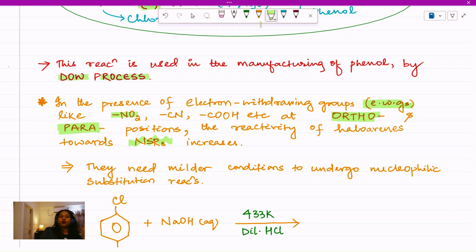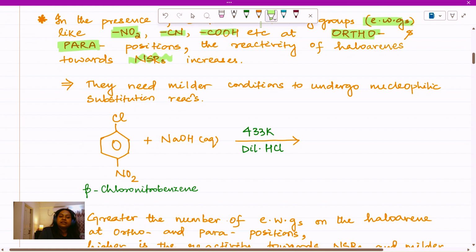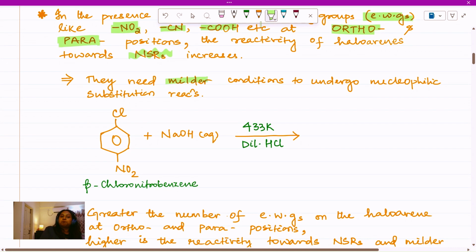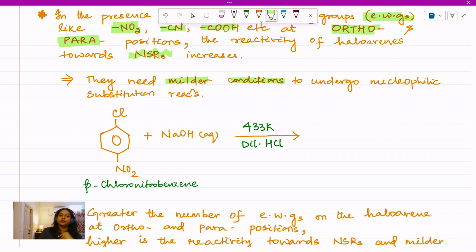Examples of electron withdrawing groups: the one that we are looking at for 12th CBSE is the nitro group, but electron withdrawing groups like cyanide and COOH can also give you a higher rate of reactivity of haloarenes towards nucleophilic substitution reaction. By higher rate, we mean this: they happen at milder conditions, meaning we don't need to take 623 K and 300 atm pressure. We can now do the same reaction with less drastic conditions.